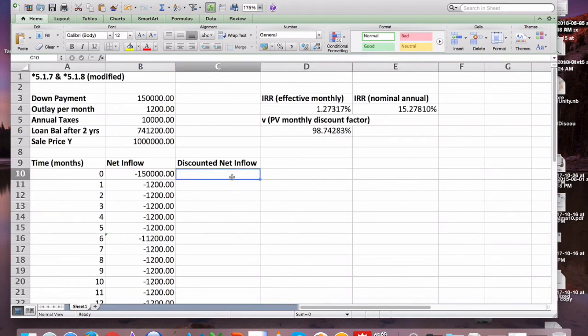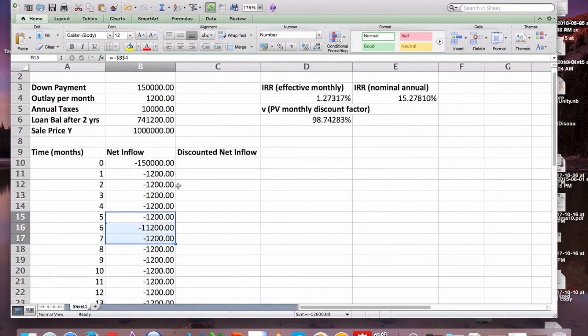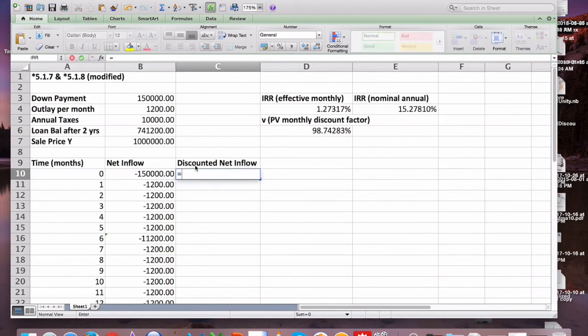Let's now compute the discounted net inflow numbers. What these really are is the coefficients of the polynomial times the corresponding powers of V. I'm going to do it with a formula. It's going to be a little tricky. I need to take the coefficient itself, in cell B10 in this case, this is the constant term actually, times V, which is in cell D6, to the power that's in cell A10, which is going to be the 0 power at time 0. When you raise a number to the 0 power, you get 1. But let's go ahead and type it in as a formula anyway.